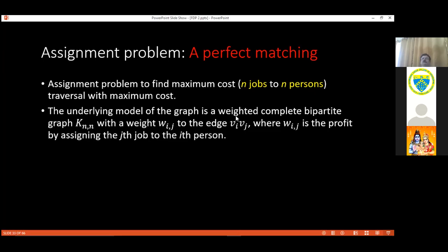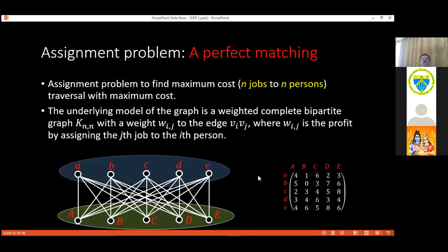The underlying model of the graph is a weighted complete bipartite graph K_{n,n}, with weights w_ij on each edge. For example, let us take this one. A, B, C, D may be the persons, and capital A, B, C, D, E are the jobs. If you give job capital A to person A, then we write the weight w_ij here. This is w_11. The weight of this edge gives the profit I am earning.